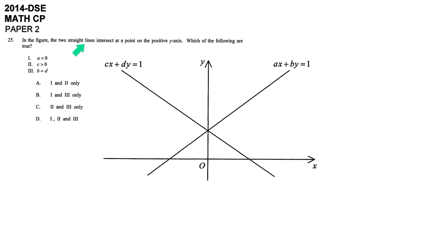In the figure, there are two straight lines that intersect at a point on the positive y-axis. They're talking about this point. And then, which of the following are true?